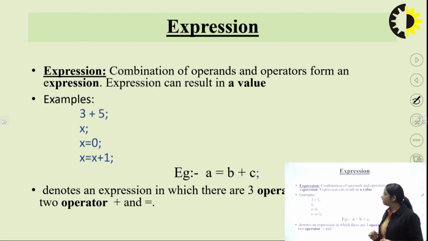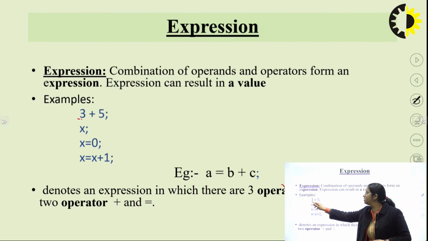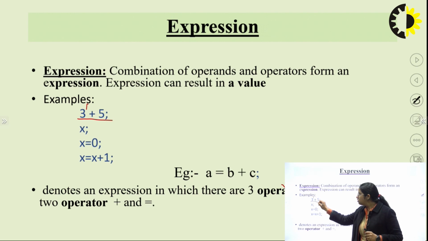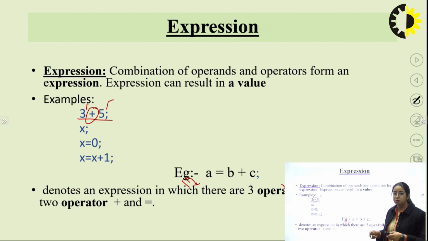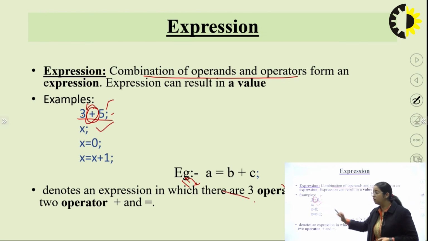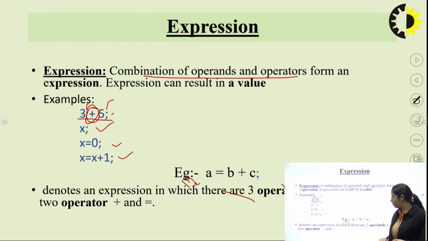Now the next is expression. What is an expression? An expression is basically the combination of operands and operators. In the first example, you can see we have 3 plus 5. In 3 plus 5, we have two operands and one operator. This is an operand, this is also an operand, and this is the operator. The expression is formed by the combination of operands and operators. This is an example of an expression.